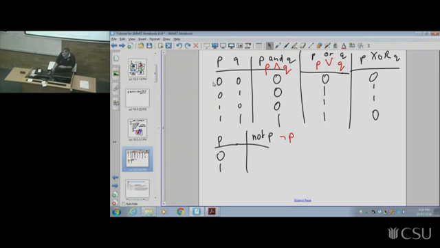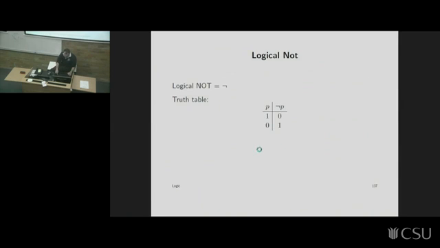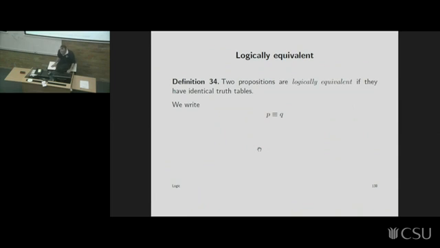What's the truth table for not P? 1, 0. So they're the key truth tables. Two statements are logically equivalent if they have the same truth tables, essentially.